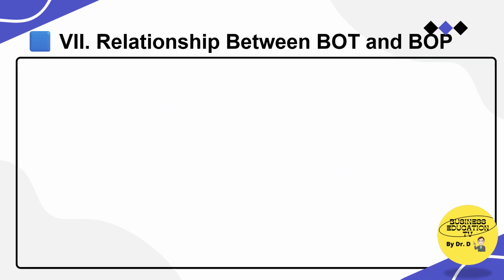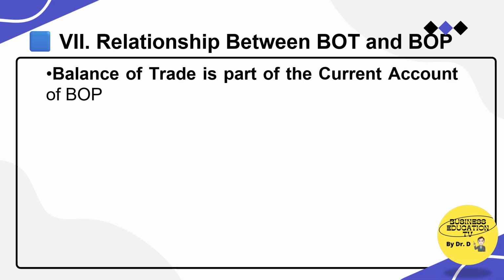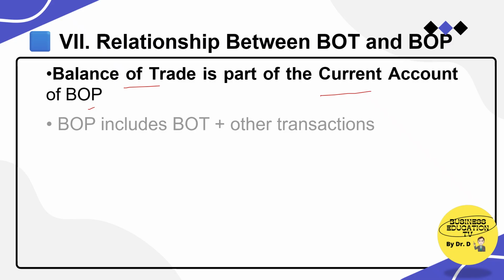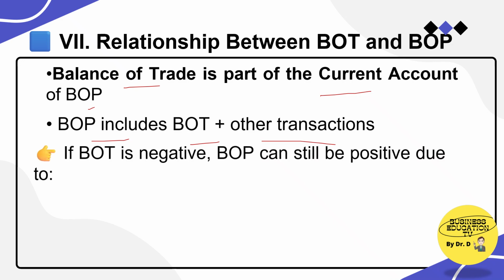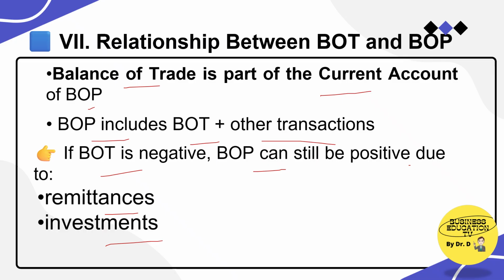So what is the relationship between BOT and BOP? Remember that balance of trade is part of the current account of the BOP, and BOP includes BOT plus other transactions. If BOT is negative, BOP can still be positive due to the following: it includes the remittances, and of course investments, and services as well.